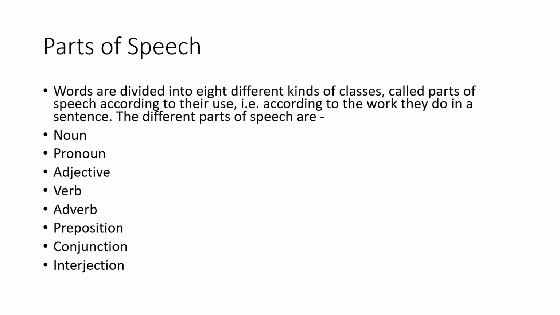Now, parts of speech. Words are divided into 8 different kinds of classes called parts of speech according to the use, that is, according to the work they do in a sentence. The different parts of speech are noun, pronoun, adjective, verb, adverb, preposition, conjunction, and interjection. Nouns can be the names of a person, place, a country, a river, or anything. A noun can also be an emotion, or it can be a collective noun, for example, a group of anything. For example, a pride is a group of lions.